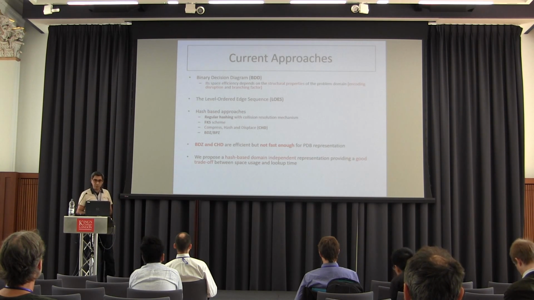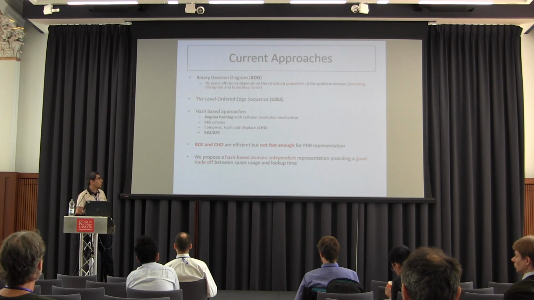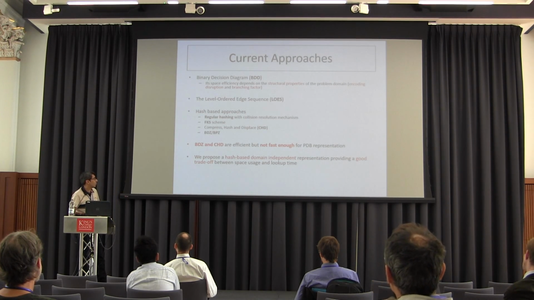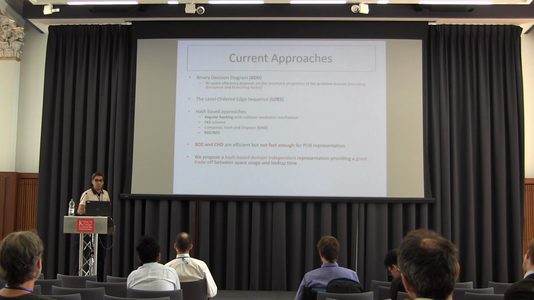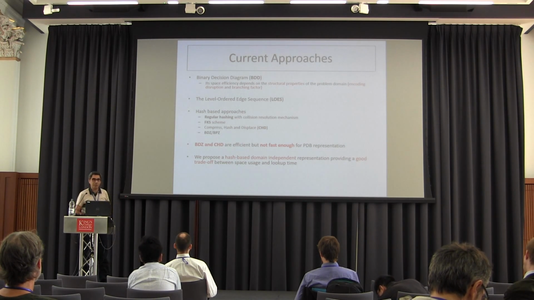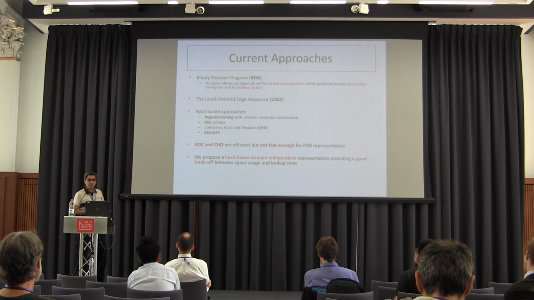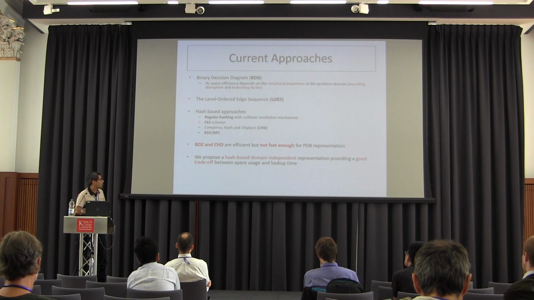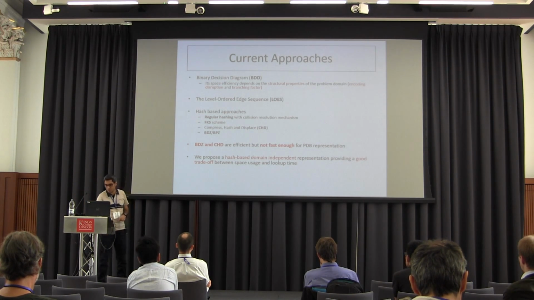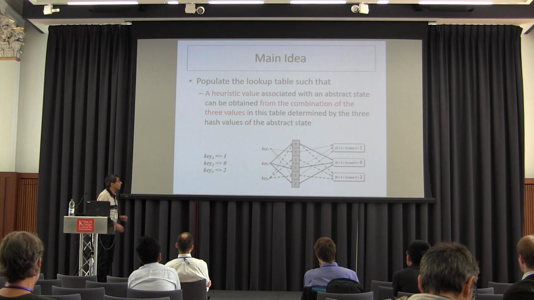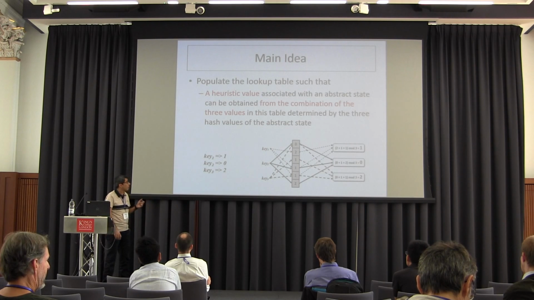These are very efficient memory-wise and time-wise, but still not fast enough for pattern database representation. So what we have been trying to do in this work is to introduce a hash-based approach. This is also in the class of perfect hash functions and minimum perfect hash functions. That is domain independent, is generic, and it tries to provide a good trade-off between the space usage and lookup time. So the whole idea of this work can be seen in this slide.